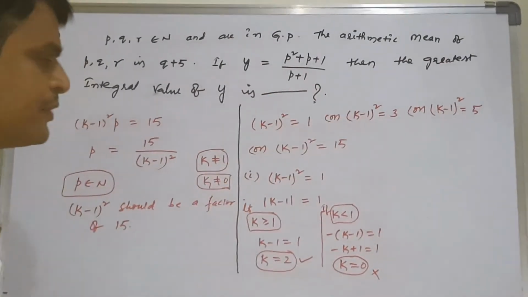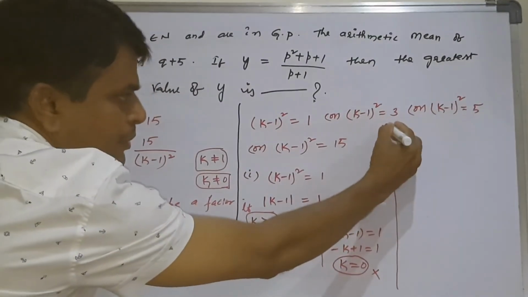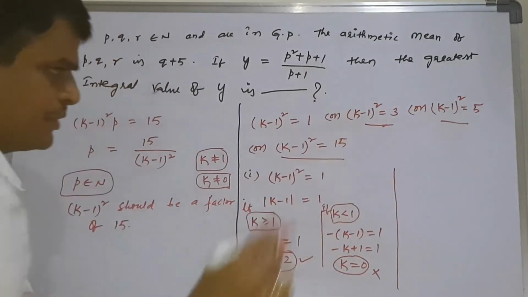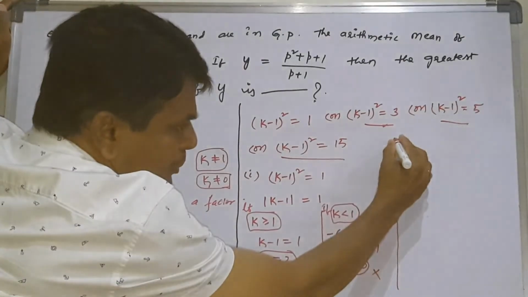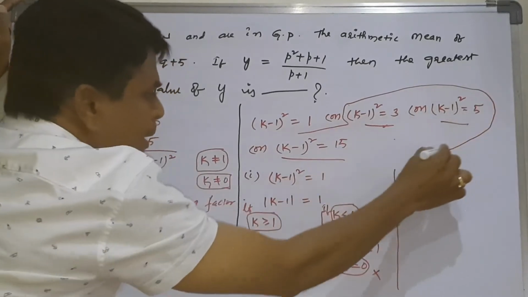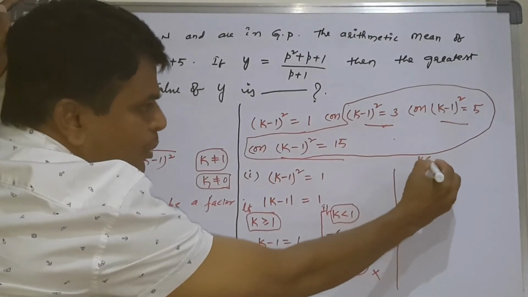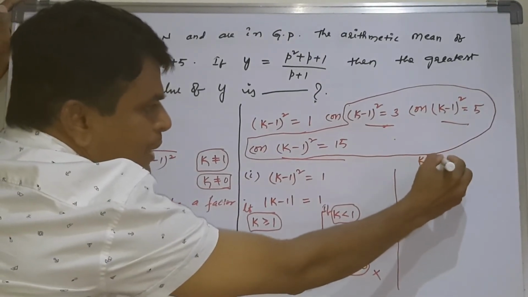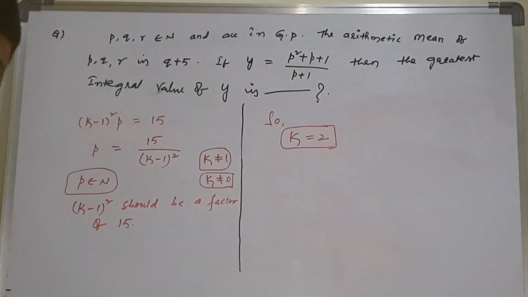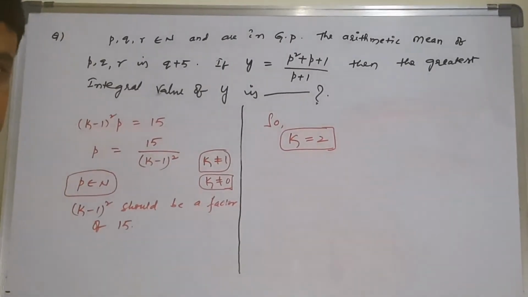In all other cases, in these three cases, k does not belong to integer. So these three cases are ruled out. So k value is clearly only 2 will satisfy our condition.